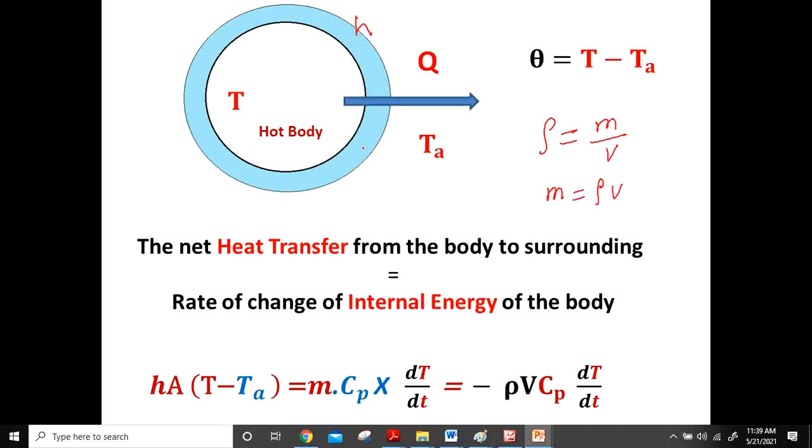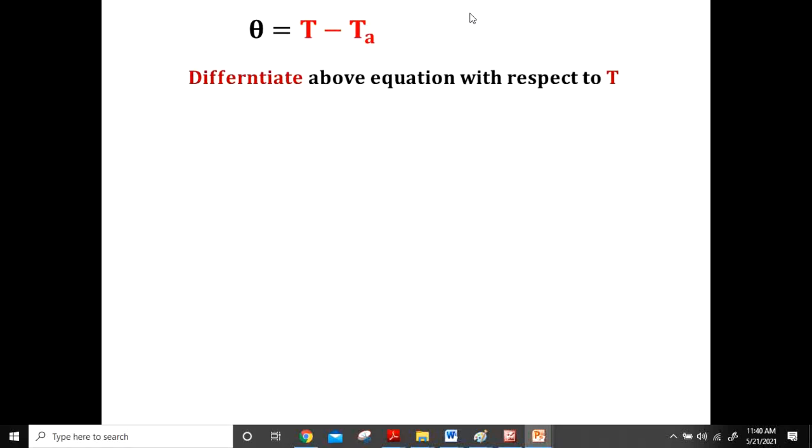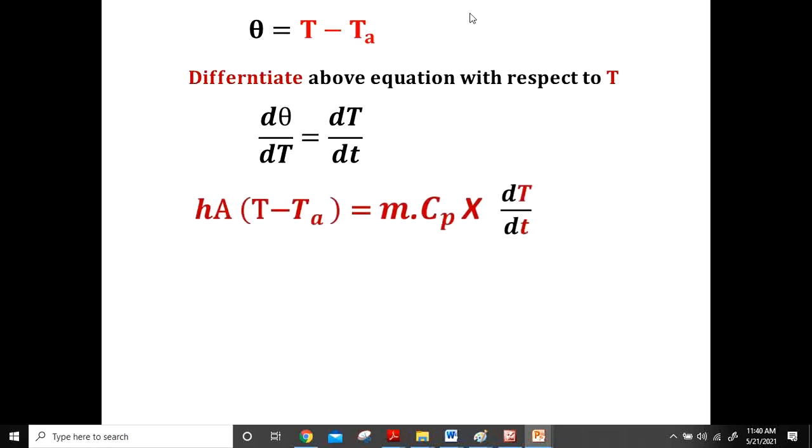It is maintained with the heat transfer coefficient h. The fluid temperature is maintained at temperature TA, with heat transfer coefficient h. This will be in terms of watt per meter square Kelvin. T minus TA is equal to theta. I will differentiate that: d theta by dt is equal to dT by dt, where the small dT is nothing but the temperature. After simplification, you will get this equation.